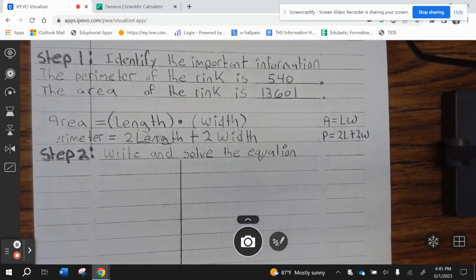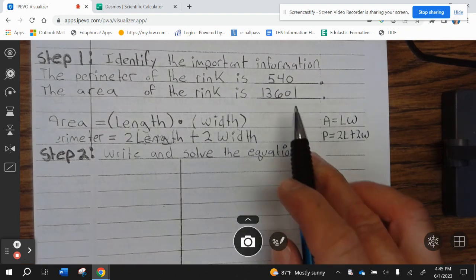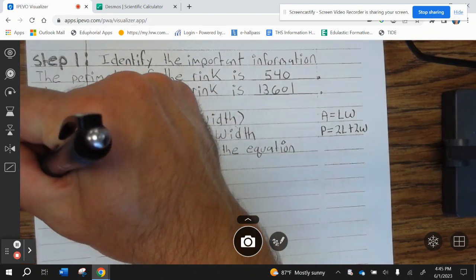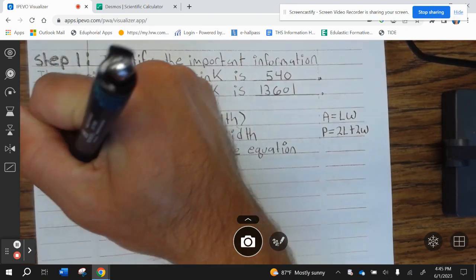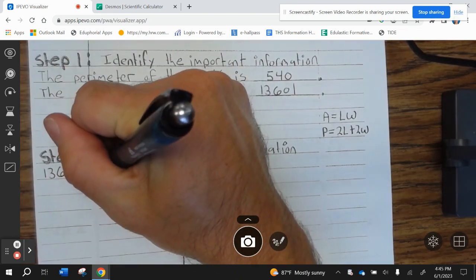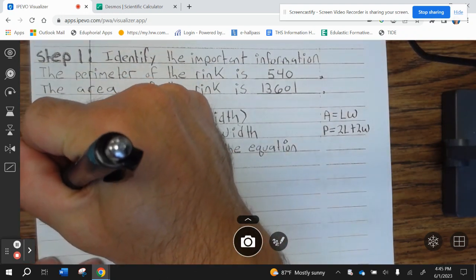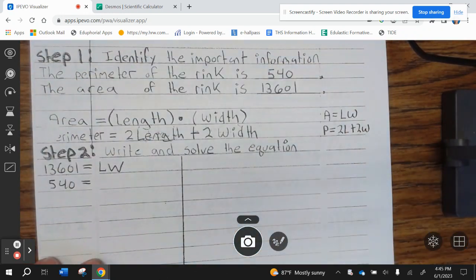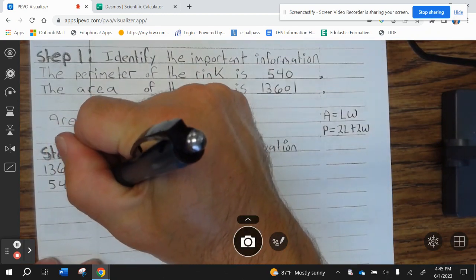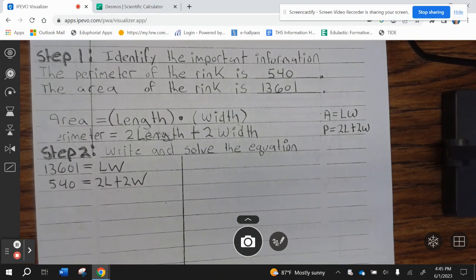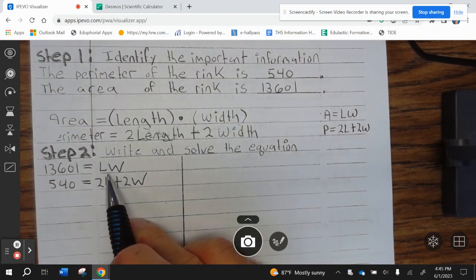Now we know the area of a rectangle is length times width, and the perimeter is 2 times length plus 2 times width. So let's apply these numbers to these equations. So area, which is 13,601, is equal to length times width. Perimeter is 540, which equals 2 times length plus 2 times width. Now, we need to solve this first equation for either W or L and plug it into the second equation.